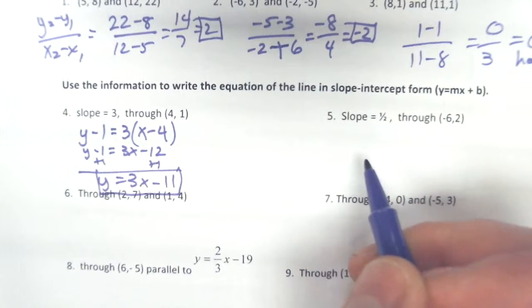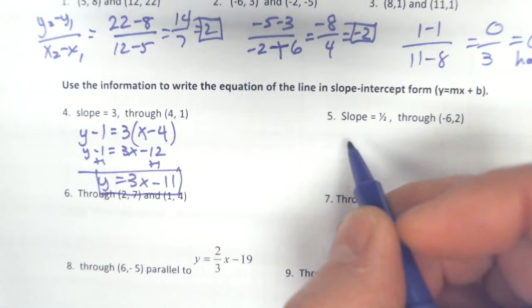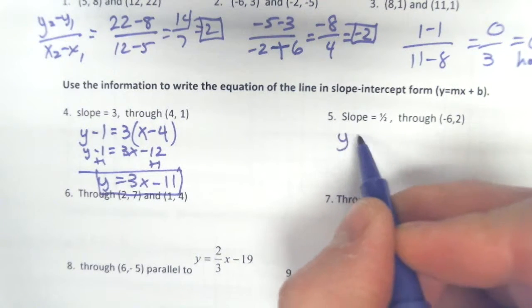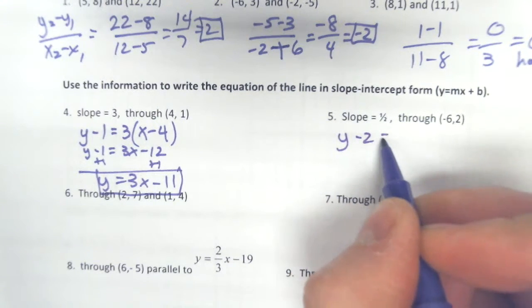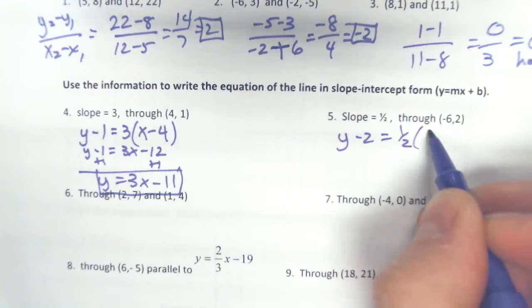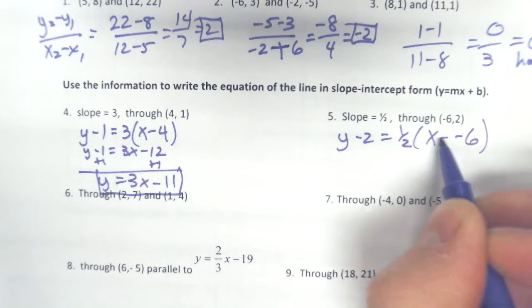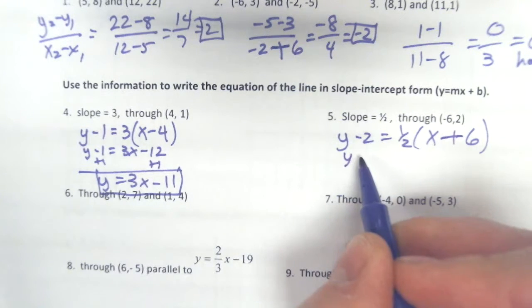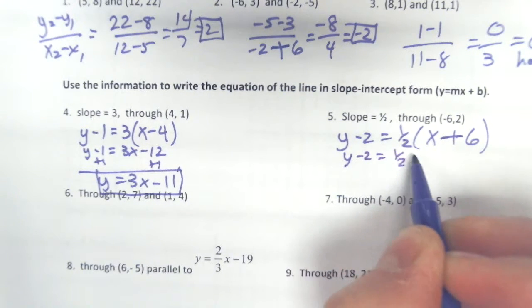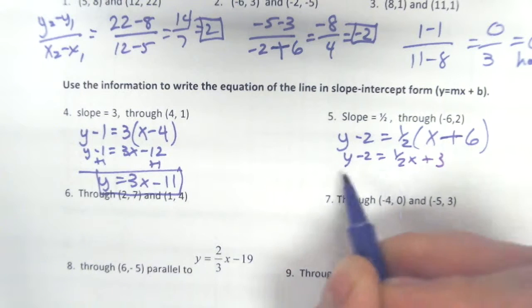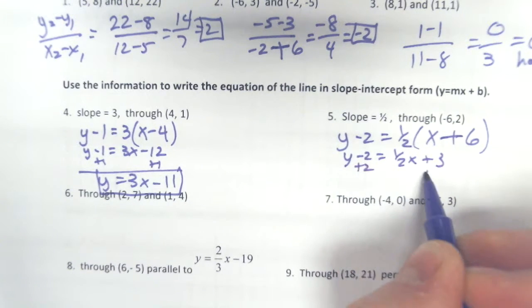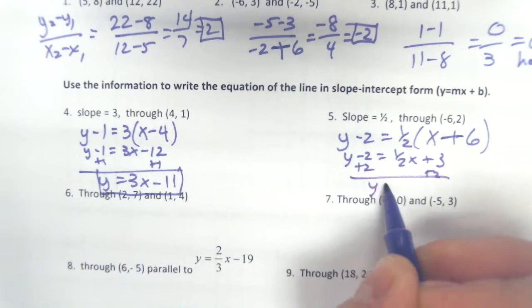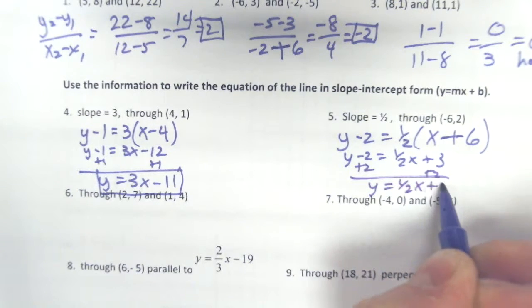For question number 5, we're doing the same process again, so I'm going to take y minus y1 equals m times the quantity x minus x1. Again, we have two negatives here. We're just going to make that a positive. So I get y minus 2 equals 1/2 x plus 3. Adding 2 to both sides gives me y equals 1/2 x plus 5.